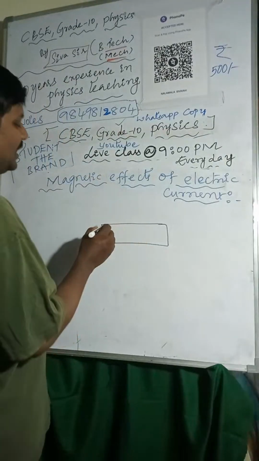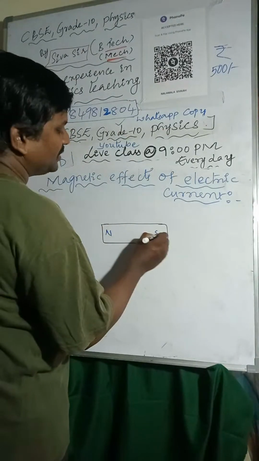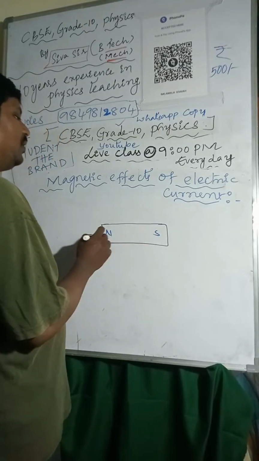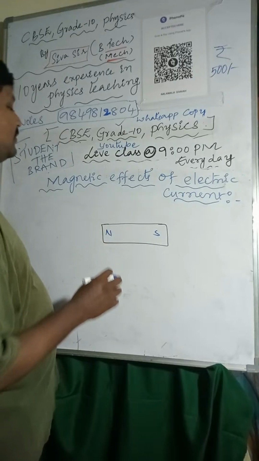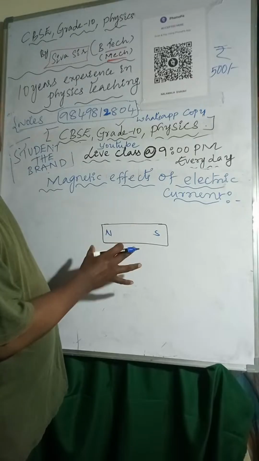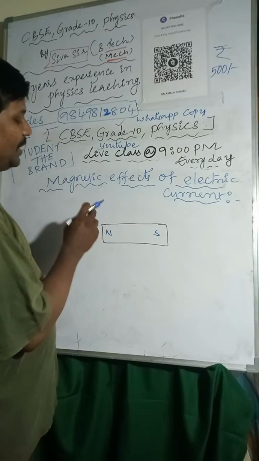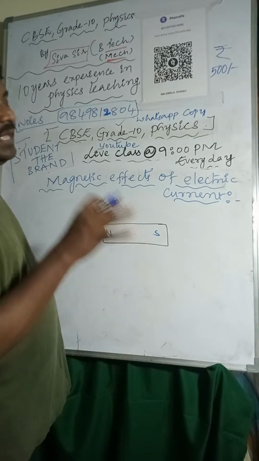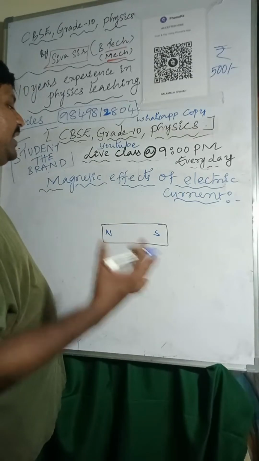Here I'm considering the north, here the south, here the north, and here the south. So the magnet has two poles, and both the north pole and the south pole have equal strength.